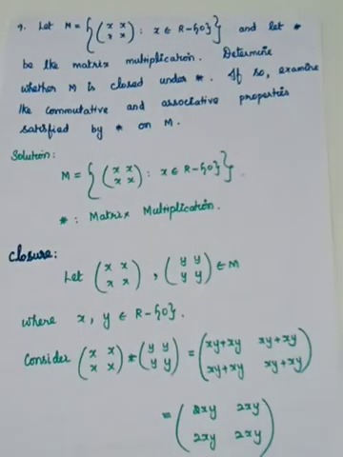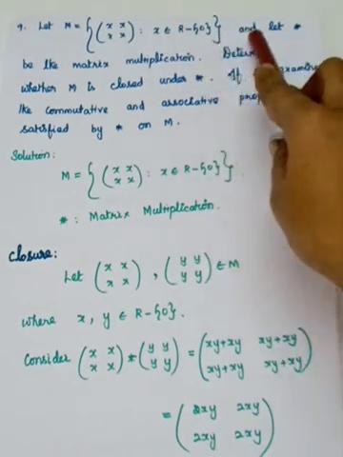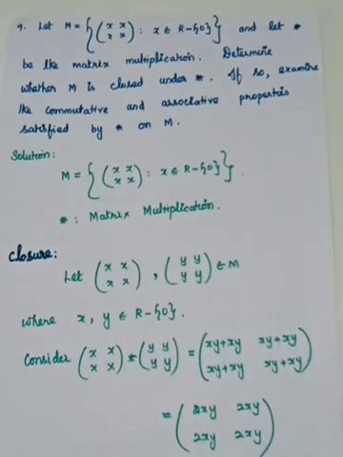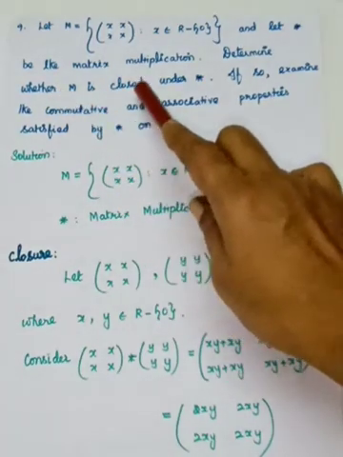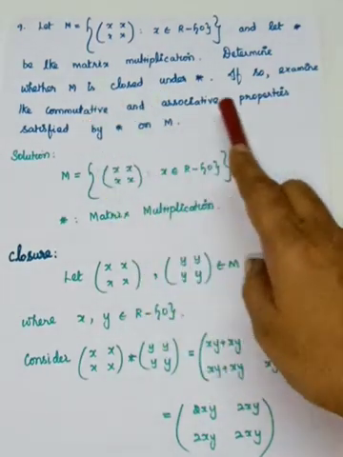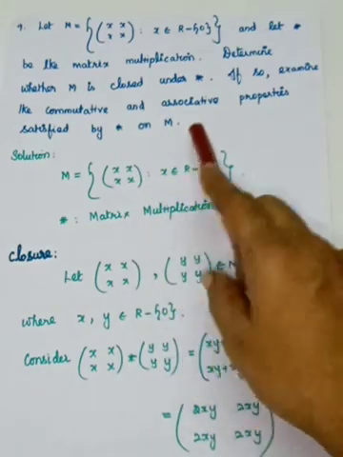We'll come to the 5-mark problem, an important one, that is the 9th problem. If M is equal to the set of all 2 by 2 matrices of the form [x x; x x], where x belongs to R minus 0, and let asterisk be the matrix multiplication. Determine whether M is closed under asterisk. If so, examine the commutative and associative properties satisfied by asterisk on M.